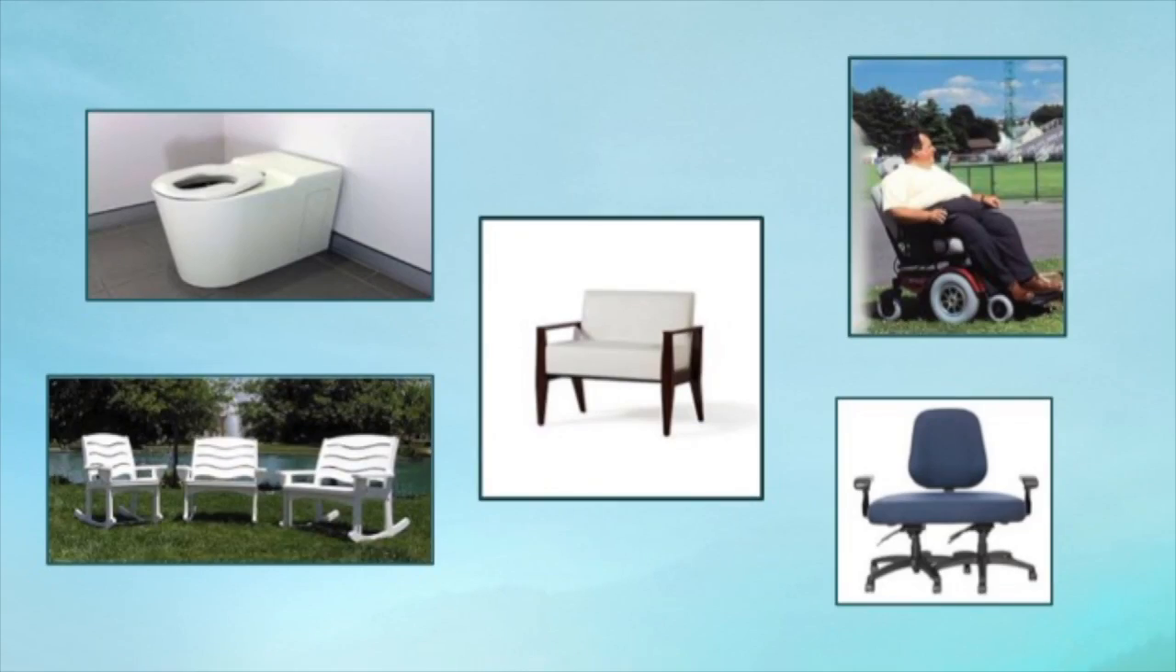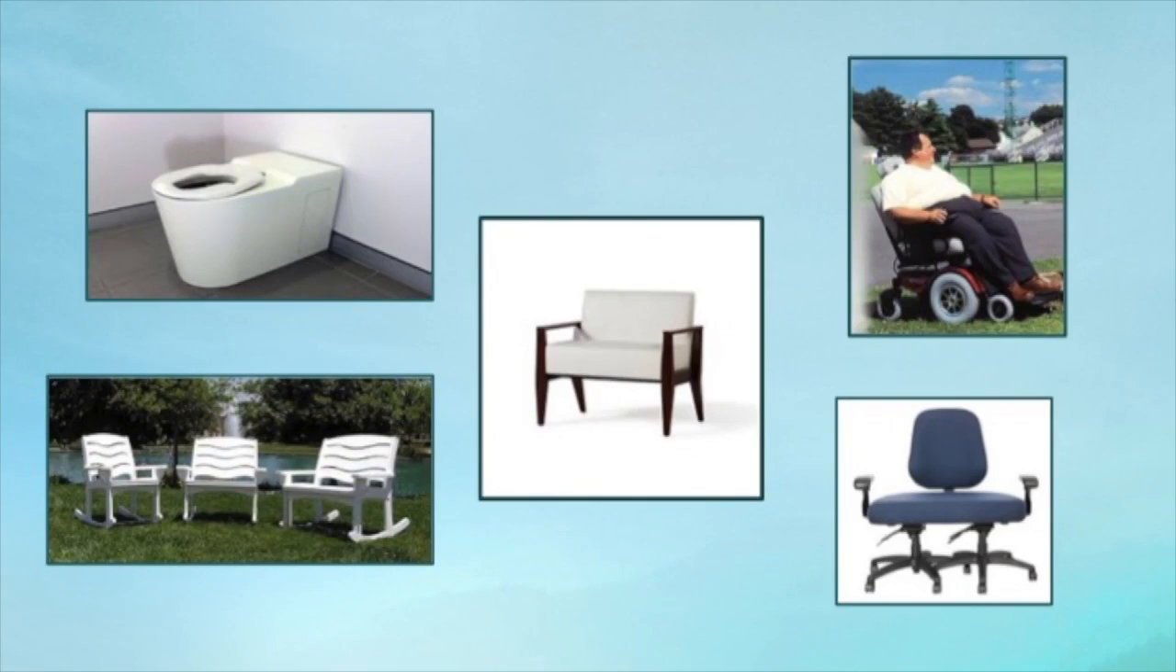Household accommodation, so we need to have toilets that are going to accommodate weight and girth. We want to have appropriate seating in and outside of the house, as well as in the office. And then functional mobility. How are they getting around?